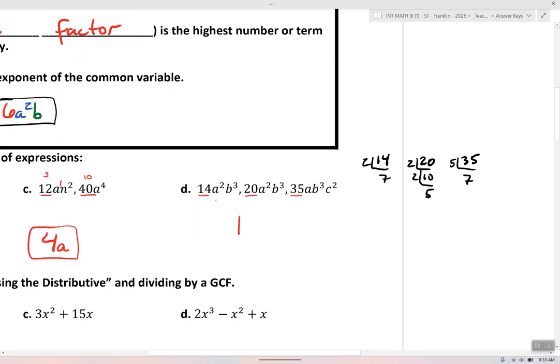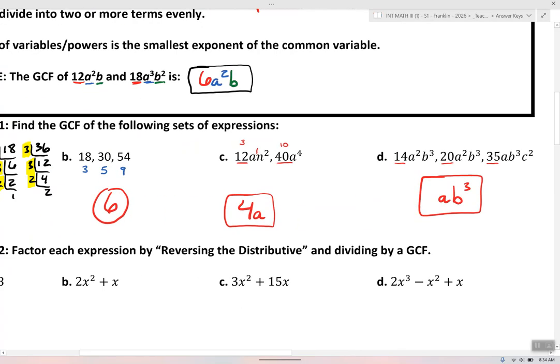Then we want to look at what variables they have in common. We have a squared and a. So that's just an a to the first power as our common power there. b to the third, b to the third, b to the third. They all have a b to the third in common. And only the last one has a c, so c won't show up in our answer. So just 1ab to the third, or ab to the third without the 1, if you like that better. So there we have our GCF.